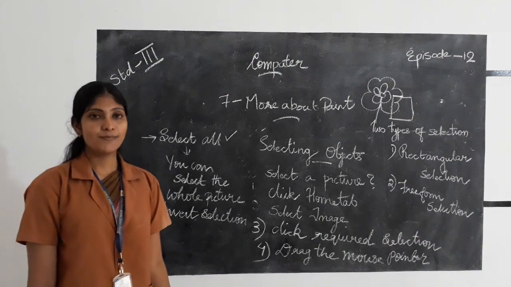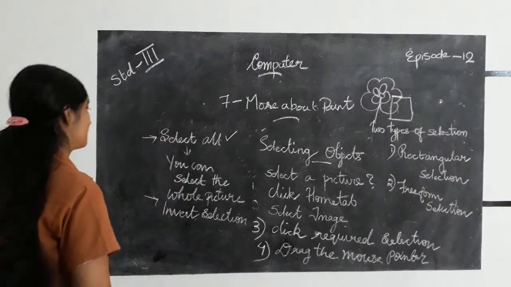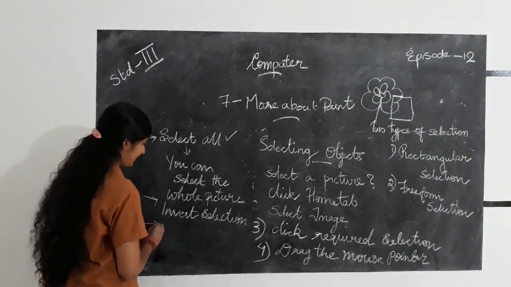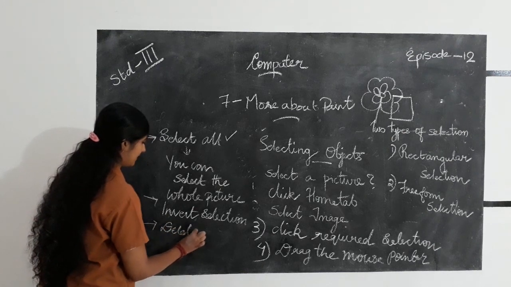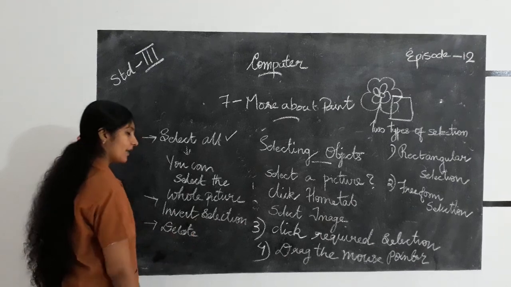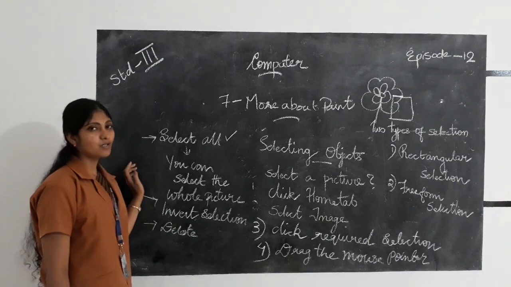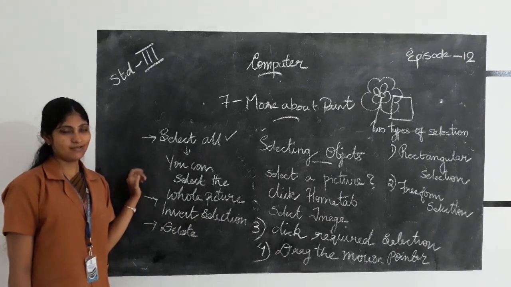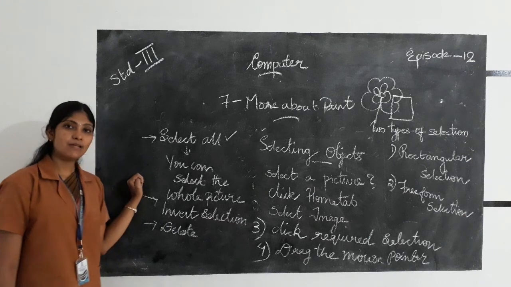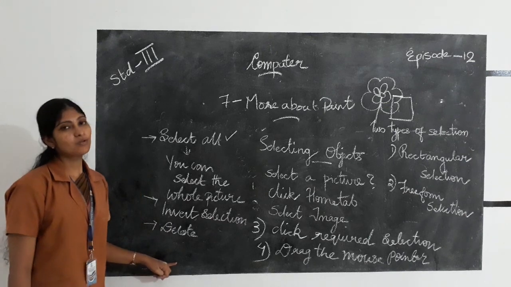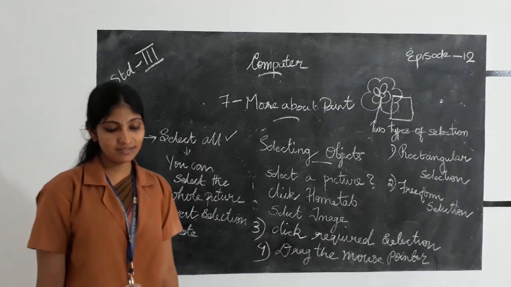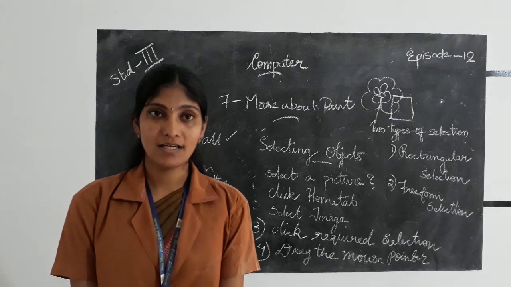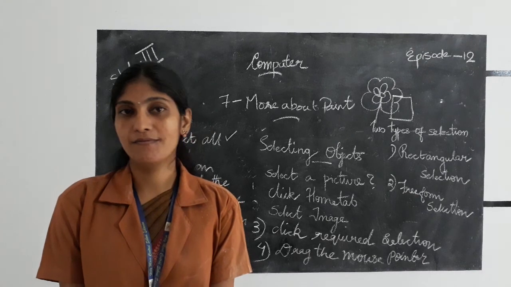Then another option is delete option. D-E-L-E-T-E, delete option. We know why we use the delete option, because of removing that picture. So to delete a picture, you can click delete option. That means delete option is to delete the selected object. That is the purpose of delete option.